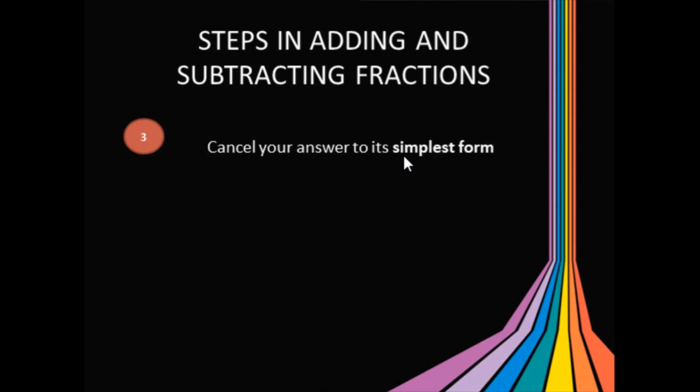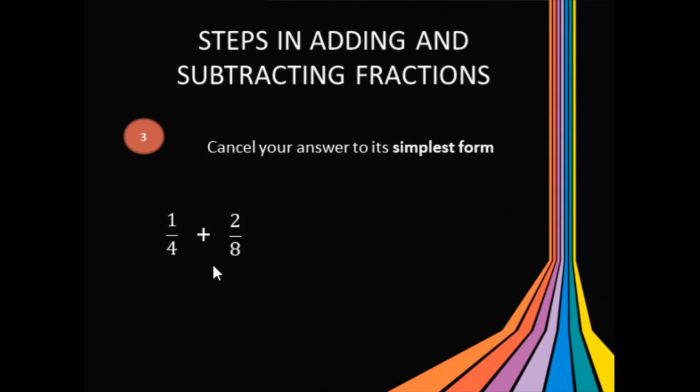When you say simplest form, can you remember our previous topic? Simplest form is when the value cannot be divided by any factor already. Okay, let's have an example so that it would be clearer. I have here 1/4 plus 2/8. Look at their denominators. Are the denominators the same or not? Not. Very good.